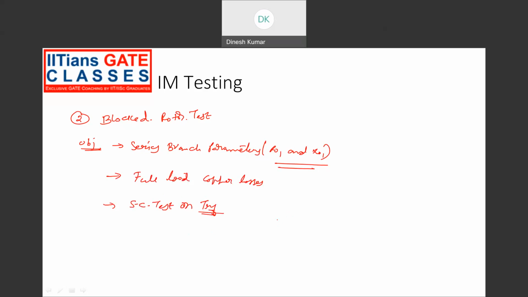Generally, the equivalent circuit of an induction machine during the block rotor test looks something like this. So we have the shunt branch parameters, and then we have the series branch parameters, and then actually here we would have the equivalent mechanical load. But since this is a block rotor test, there won't be any mechanical output, so that's why it is represented as a short circuit. Okay, this is the supply.